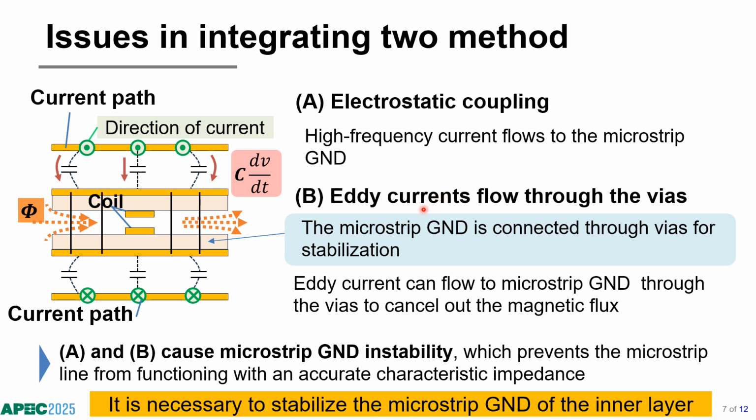The second is eddy current flowing through the vias. The microstrip ground is connected to vias for ground stabilization. Eddy current can flow to the microstrip ground through the vias to cancel out the magnetic flux linked to the coil. So these issues cause microstrip ground instability, which prevents the microstrip line from functioning with an accurate characteristic impedance. So it is necessary to stabilize the ground. I will show you the two approaches for these issues in the next slide.